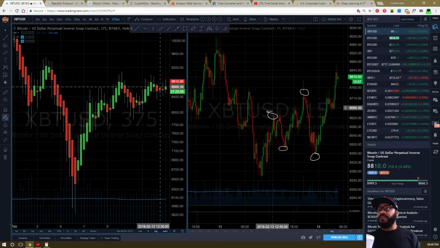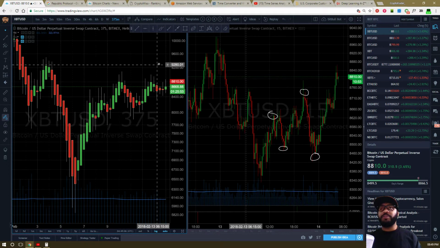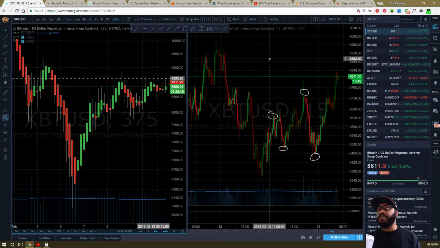You see a trend being formed here? I could say this is a good area to short. So I'm gonna short there right now. I would short right now. Like my bot is already short right here.